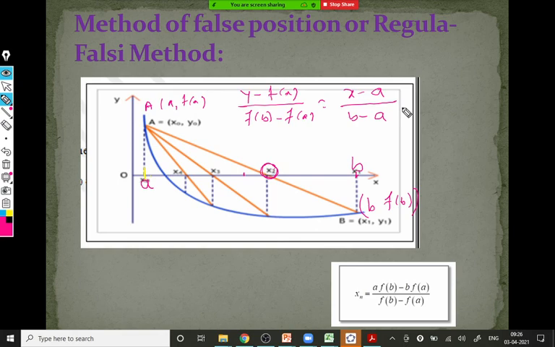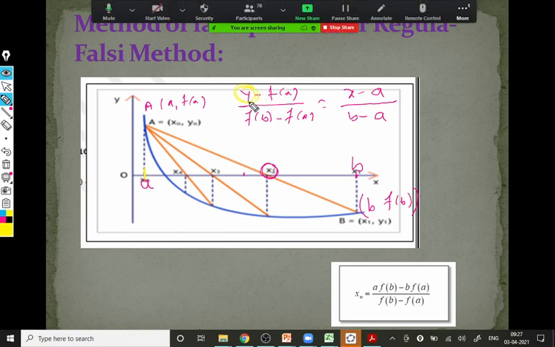Now we are not interested only in the equation of the line. We want the point x2 there. To get the point x2, we should put y equal to 0. Replace y by 0, and if you simplify this equation, you get this formula, I'm saying.